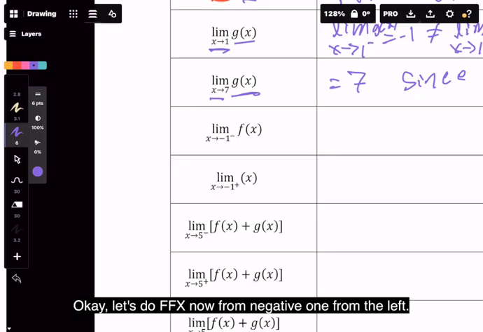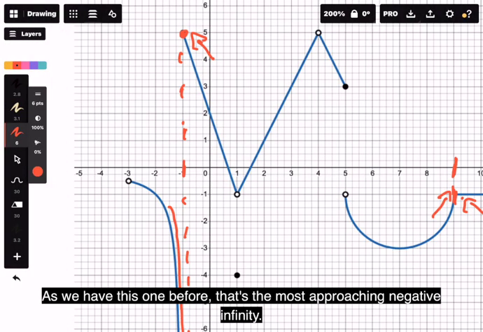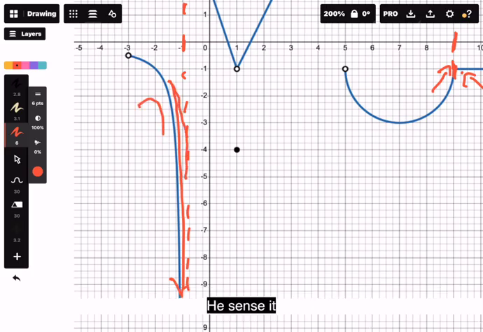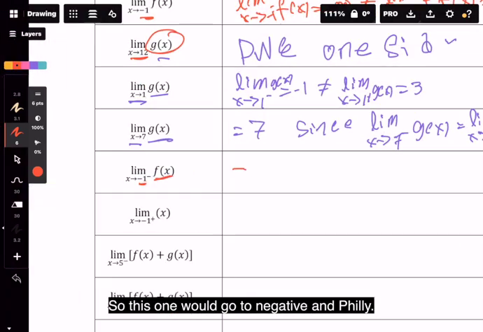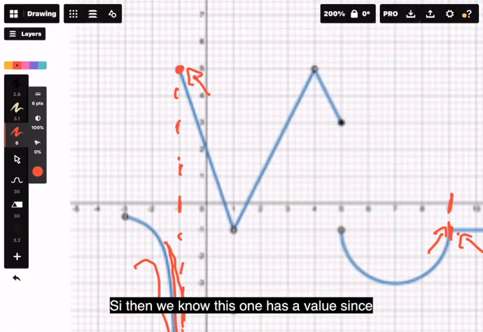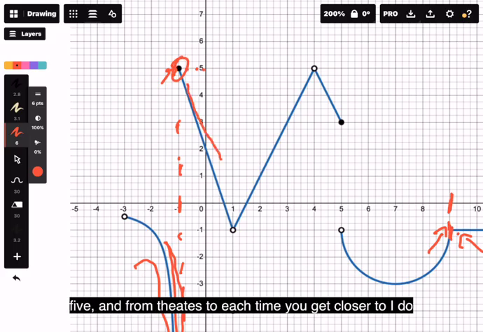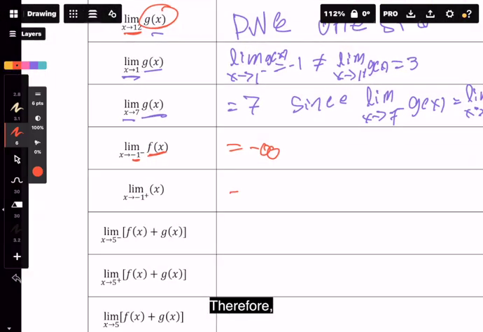Okay, let's do f of x now, from -1 from the left. As we had before, this one was approaching -infinity, since it was going lower and lower right here. So this one goes to -infinity. Now let's do the same thing with the right side. We know this one has a value, since it stops somewhere, like right here at 5. From the right side, each time you get closer to -1, it approaches 5. Therefore, this one equals 5.